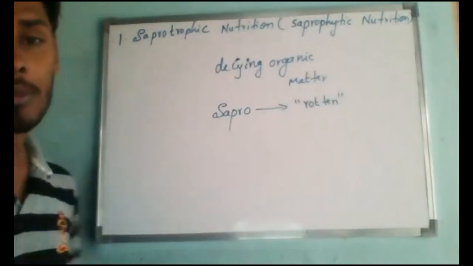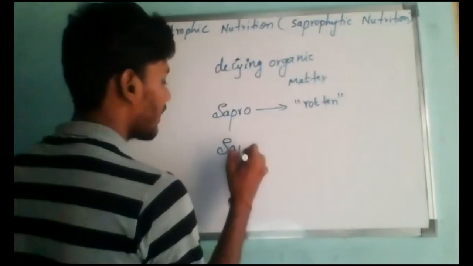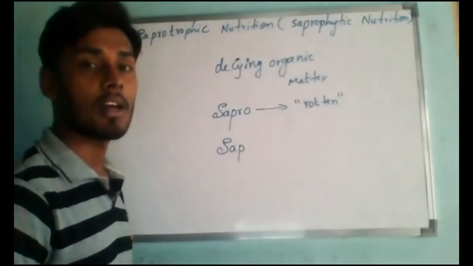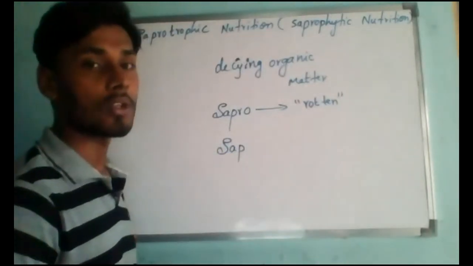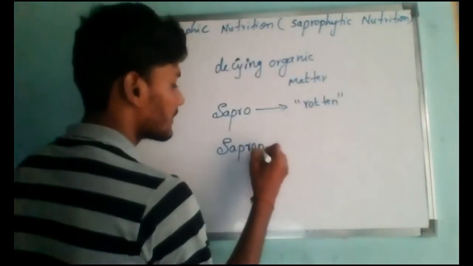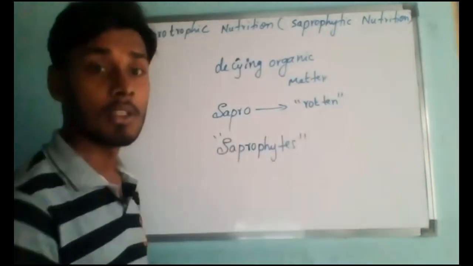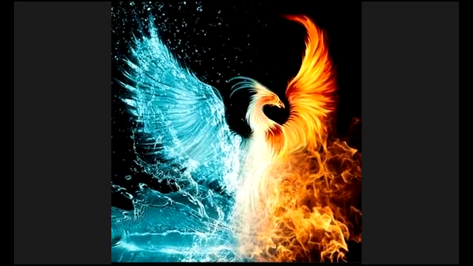These organisms which draw their food from rotten wood, decaying trees, rotten leaves, dead animals or household waste are called saprophytes. What should we call them? Those having saprophytic or saprotropic nutrition are called saprophytes. Saprophyte.